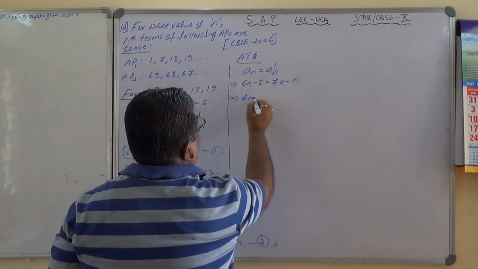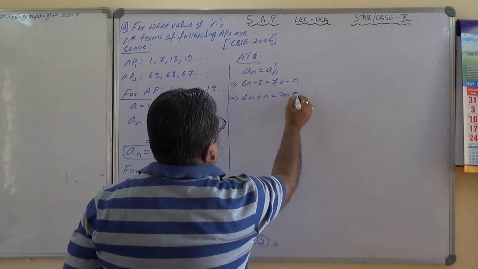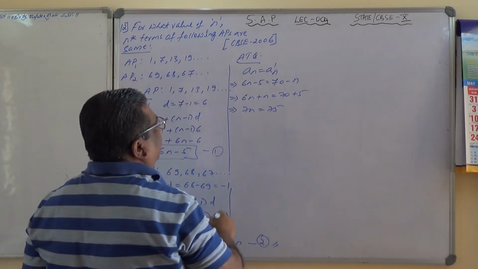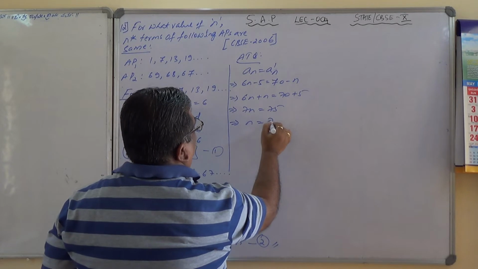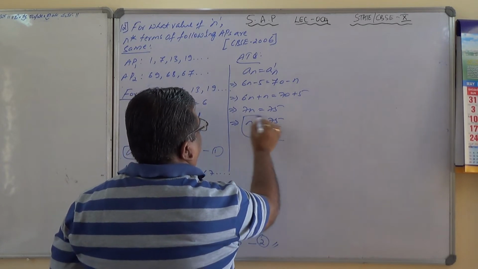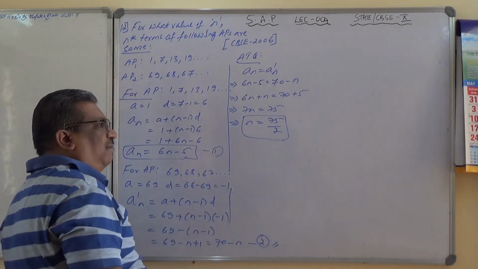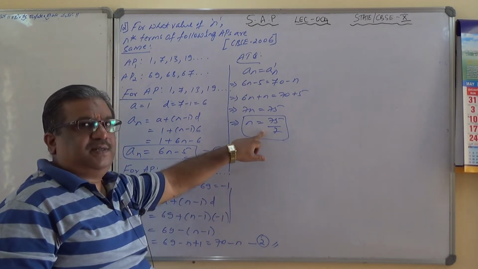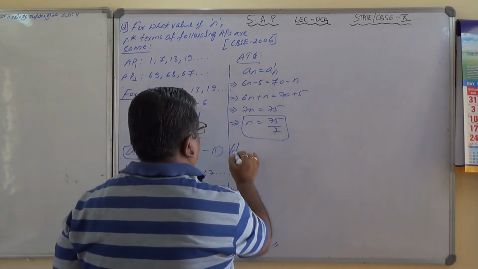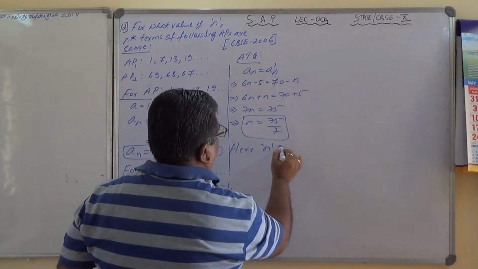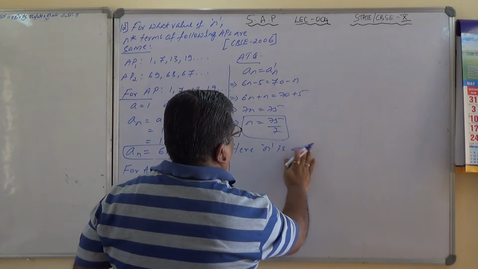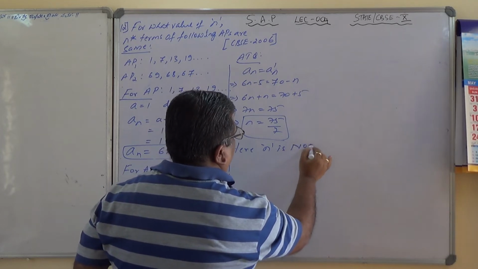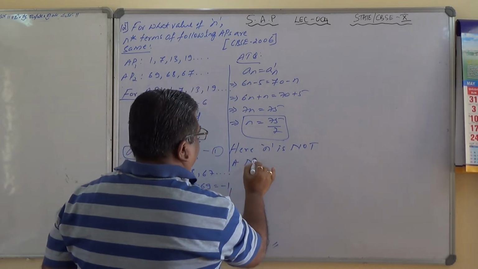Transpose: 6n plus n equals 70 plus 5, 7n equals 75, which implies n equals 75 by 7. So check whether it is divisible completely. Here it is a mixed fraction, basically a fraction. Here n is not an integer, n is not a natural number.